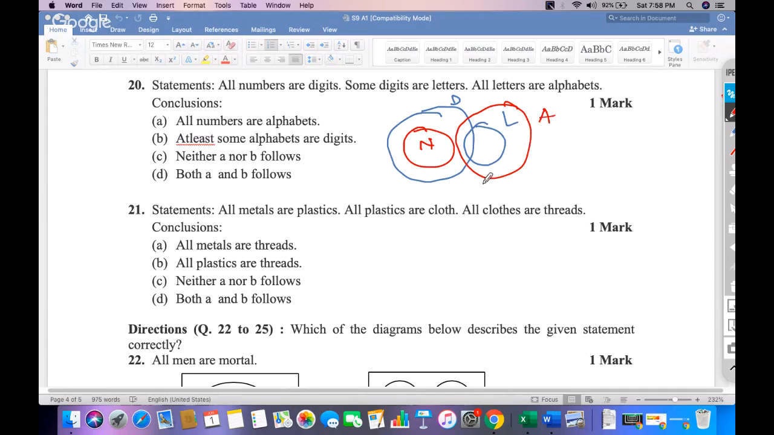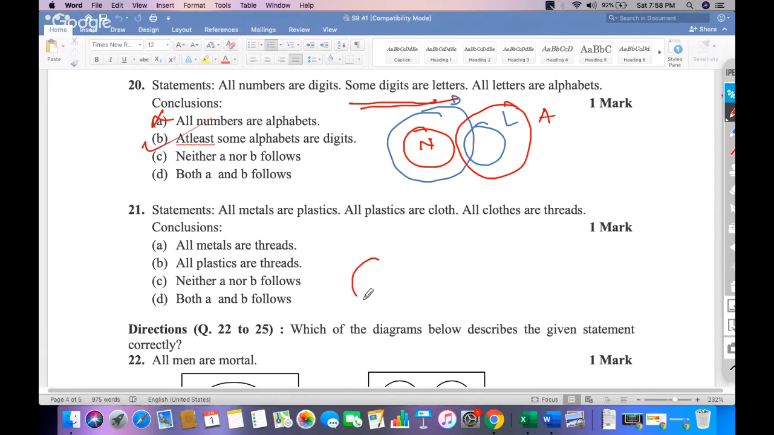Now, what does follow? All numbers are alphabets? This cannot follow, because alphabet has to be then involved in the digit, and that will contradict this statement. At least some alphabets are digits is definitely correct. So option B follows.